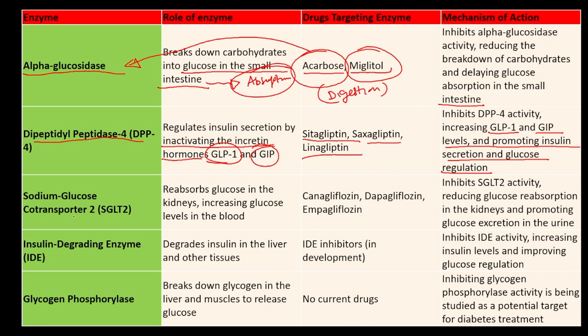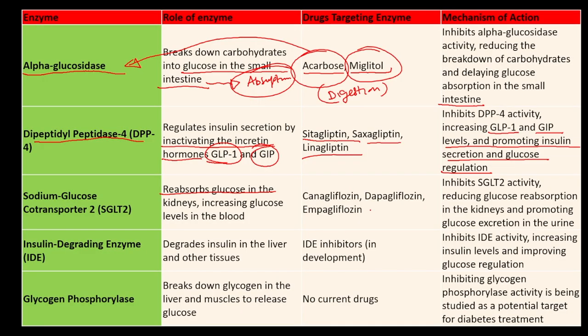Then we have the sodium glucose co-transporters. They allow the reabsorption of glucose from the urine into the kidney. So you don't want the reabsorption. What you can do is put in these inhibitors, and they will inhibit the activity of this particular transporter. As a result, there will be a loss of glucose into the urine, and that eventually helps in reducing the level of sugar.